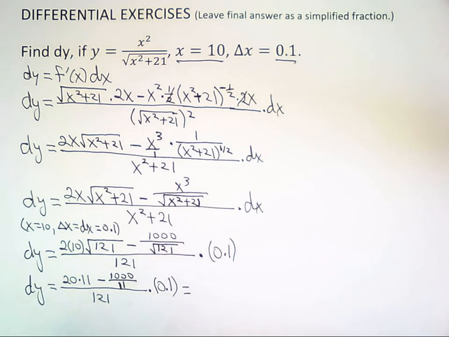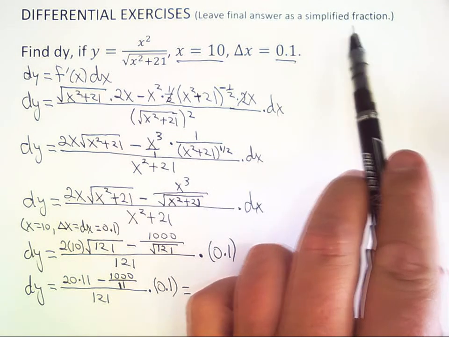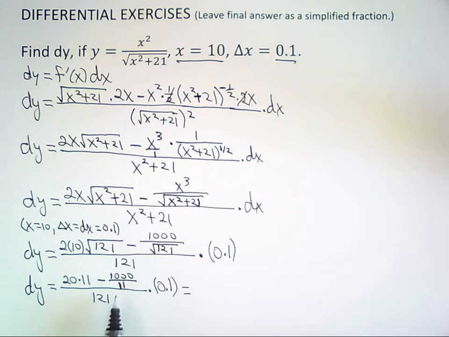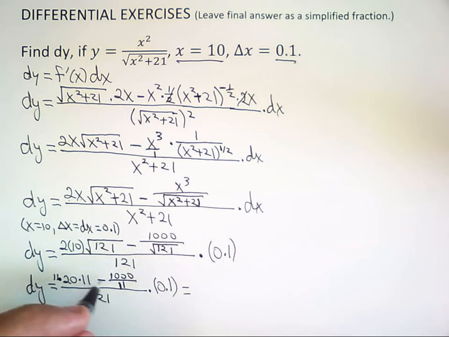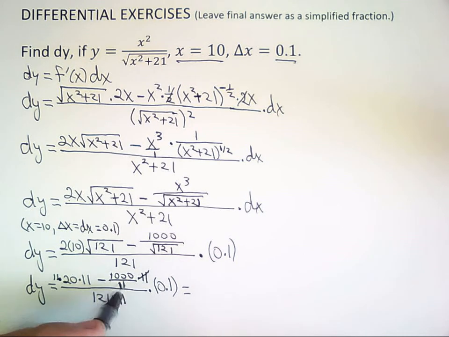At this point, since we want the answer as a simplified fraction, I'm going to have to keep it as a fraction. It might be easier to multiply the top and bottom of this fraction by 11 and at least get rid of this complex fraction. So I think at this point I'll go back and multiply everything through by 11. And you see why I'm doing this. It gets rid of the complex fraction. So I get 11 times 20 times 11. That's really 11 squared times 20.